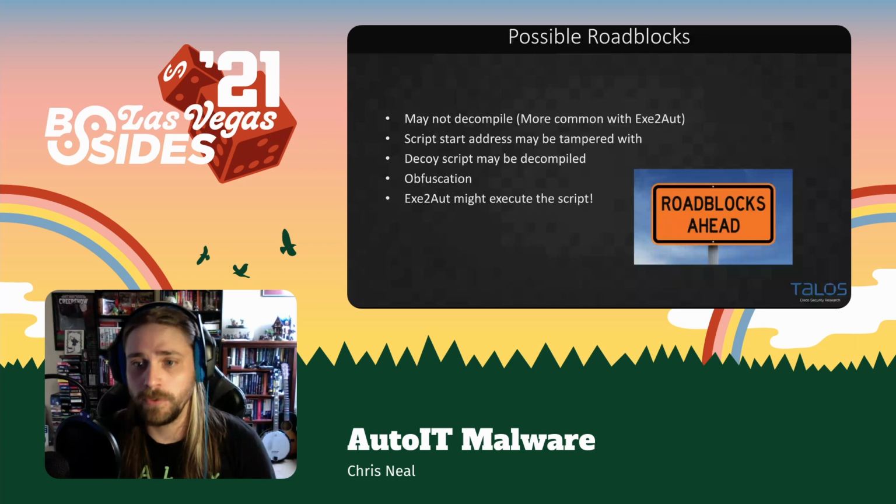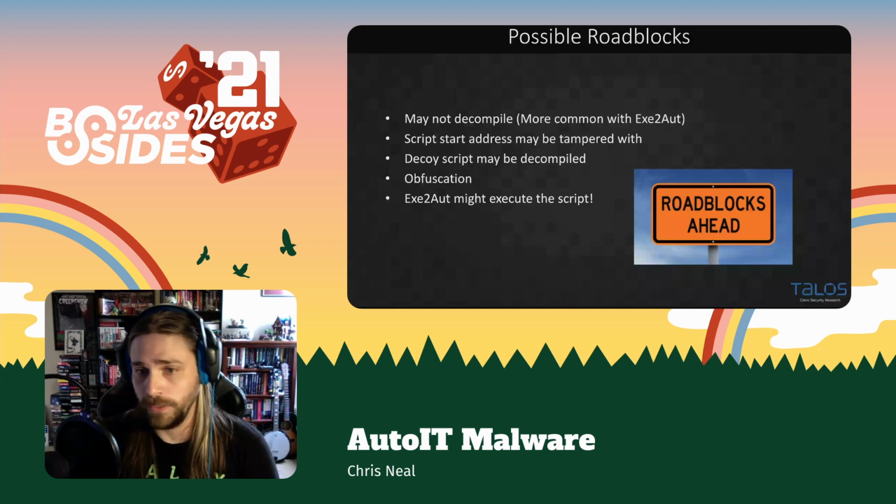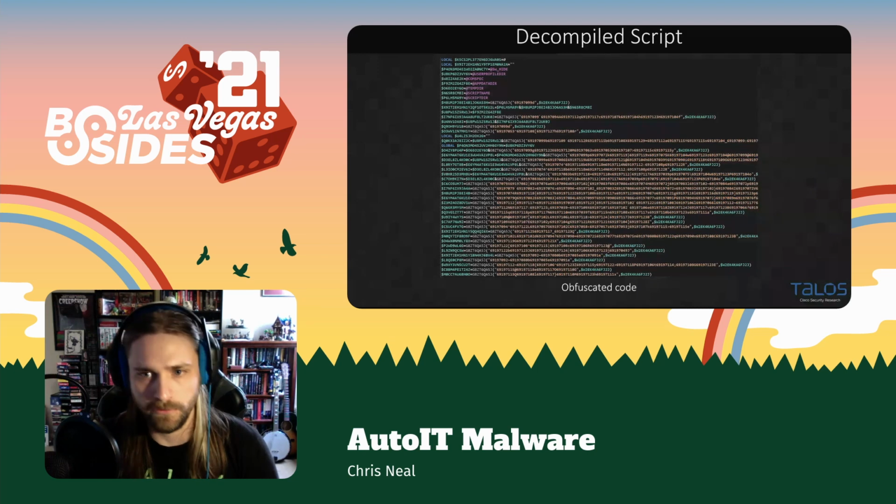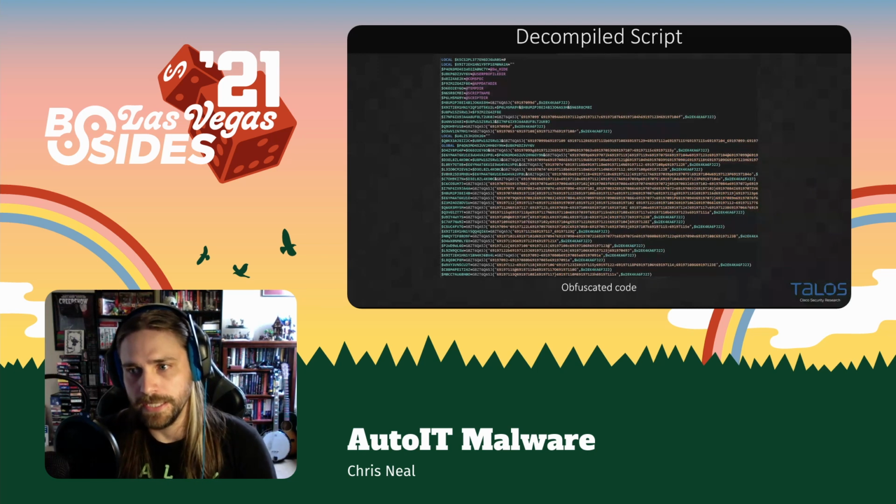Another roadblock you'll run into is obfuscation, and it's very likely that if you're dealing with malicious AutoIt scripts, they will be obfuscated, which we'll be discussing shortly. And another reason not to use Exe2Aut with malware is that it may actually execute the script. The Unit 42 post I just mentioned talks about that, so it's definitely worth a read to understand how that works.